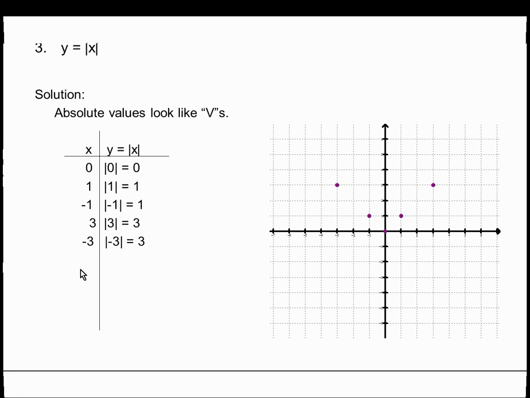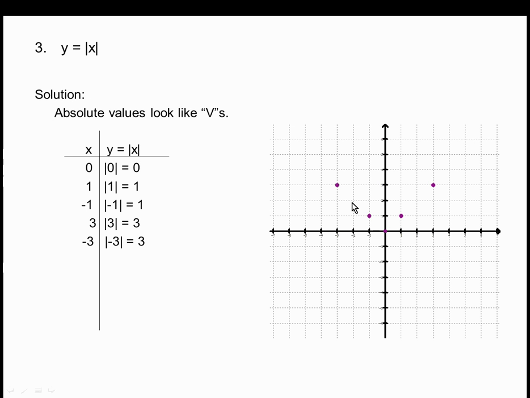Let's go ahead and do the negative 3. Absolute value of negative 3 is also 3. I believe I see a V taking shape. So again, all absolute values will have a V somewhere. The characteristic of a V is this sharp point right here. And it is sharp, it's not smooth and rounded.